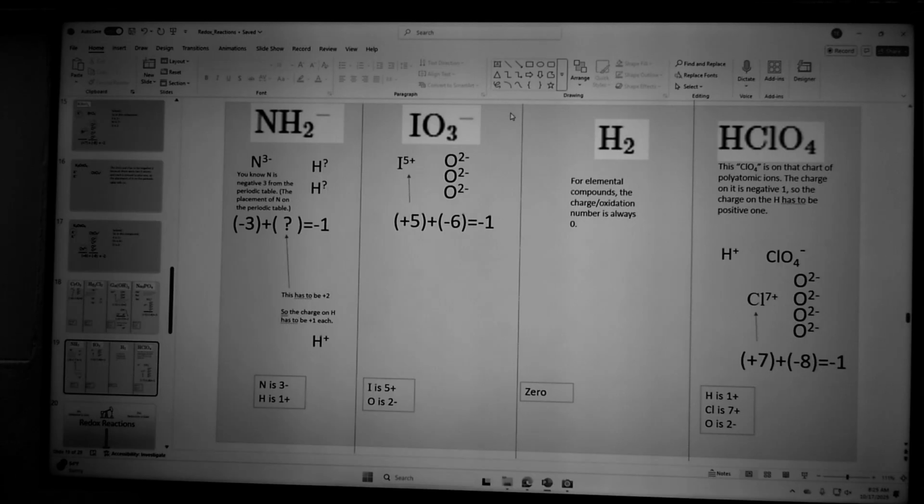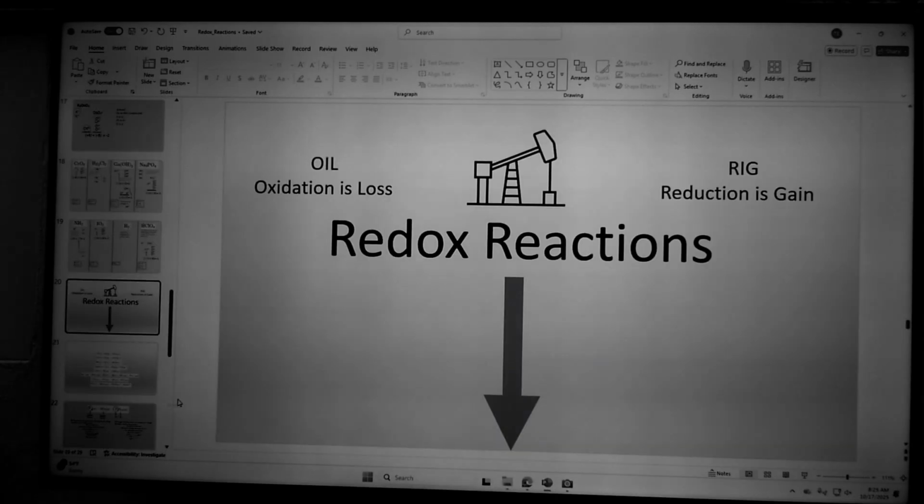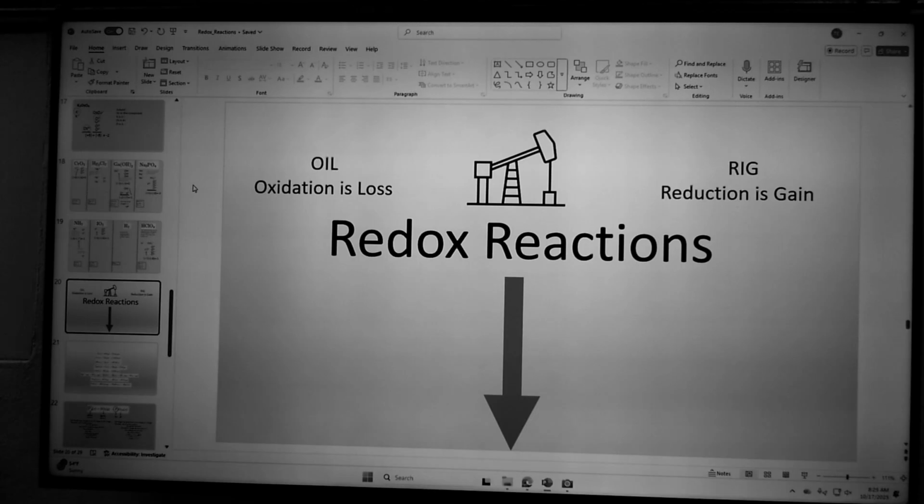Oh yeah, elemental compound here. It's only got hydrogen, so necessarily it's going to be an oxidation state of 0. The whole point of finding these oxidation states is so you can identify redox reactions and decide where is oxidation happening and where is reduction happening.